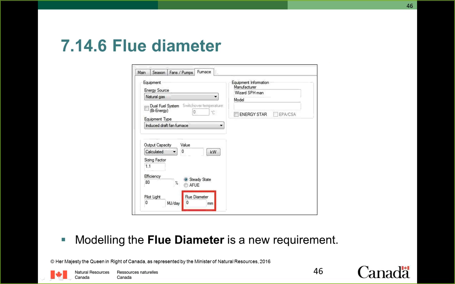For heating systems, modeling the flue diameter is a new requirement. The default value may be used unless there is a non-dampered combustion air supply present. In such a case, use the table in section 7.14.6 of the HOT2000 User Guide to determine the adjusted flue diameter input for HOT2000.